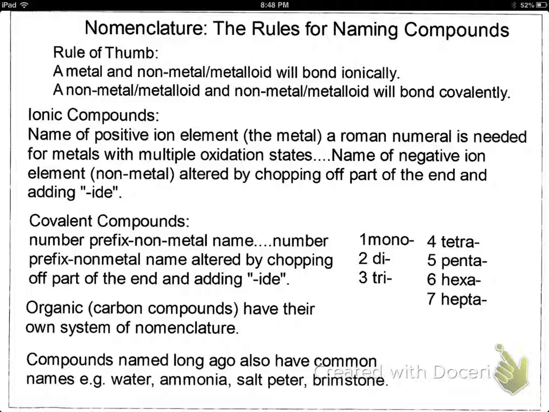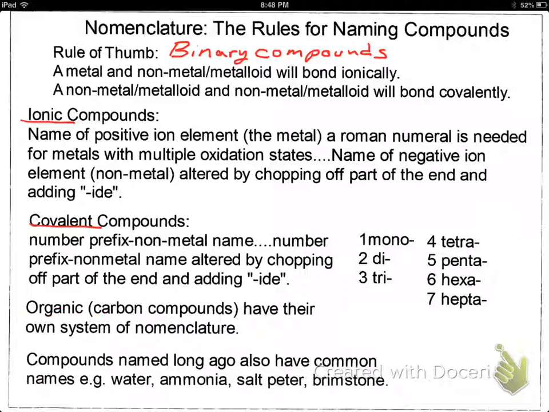The system that we use for the three main types of compounds, ionic, covalent, and organic, are all different. We'll spend some time learning about the organic nomenclature later in the year, but today we're going to learn about ionic and covalent compounds, and we're going to focus specifically on ionic binary compounds, also covalent binary compounds. This means that there are only two different elements within the compound.